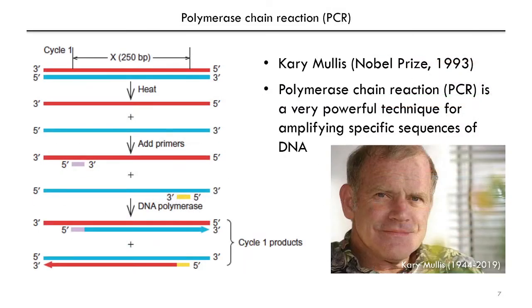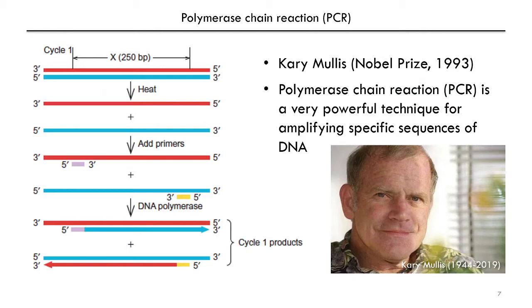I'll take a moment here to talk more about PCR. PCR is the polymerase chain reaction. It is a powerful method to amplify specific pieces of DNA. The PCR method was developed by Kary Mullis, who recently passed away in 2019. In 1993, he was awarded the Nobel Prize in Chemistry for his work on PCR, and ever since it was developed, it has been one of the most important tools in molecular biology.